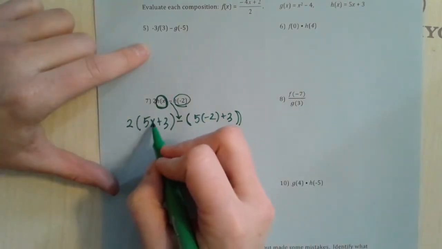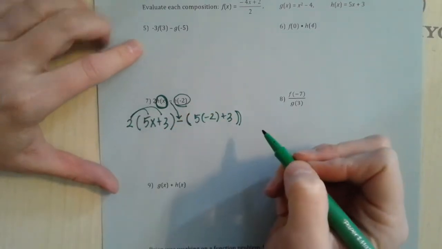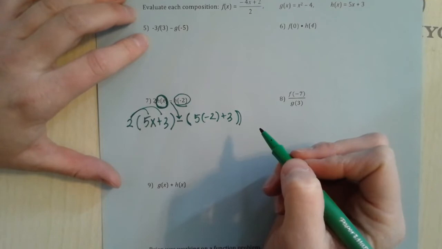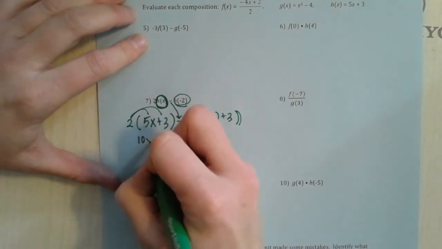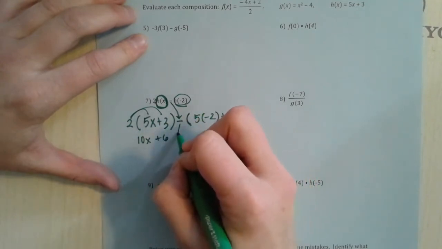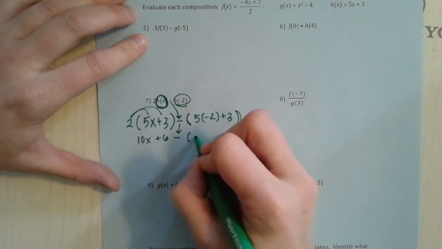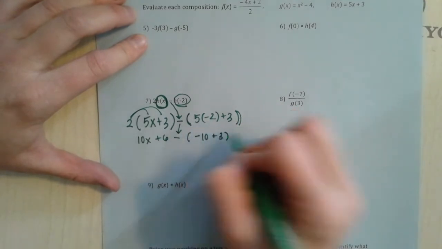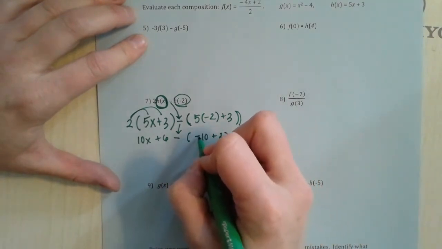Here at the front, when I have a variable, I just distribute whatever's in front. This guy I had a 2. Sometimes it's like a negative or whatever. Okay, 2 times 5 is 10x. 2 times 3 is 6. And then I'm going to keep my minus sign, keep bringing that guy down. 5 times negative 2 is negative 10 plus 3. So negative 10 plus 3 is negative 7.